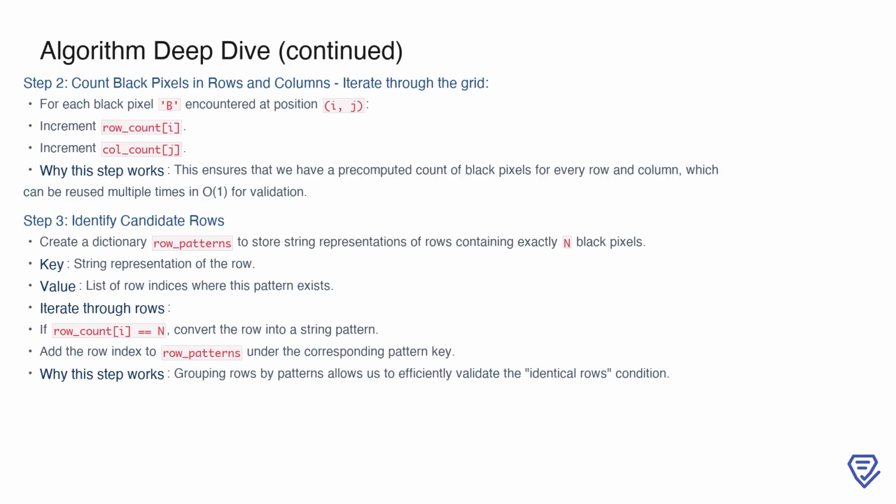For this, we create a dictionary called row_patterns to group rows by their string representations, but only if the row contains exactly n black pixels. Each pattern acts as a key, and the value is a list of row indices that share this pattern. This grouping simplifies the task of validating the identical row condition, as we can now refer to rows by their patterns instead of repeatedly comparing their content.